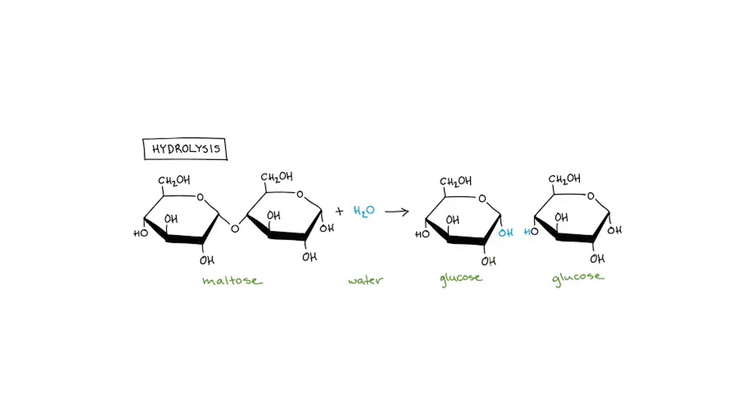And then one more example, here we have maltose getting broken up into 2 glucose monosaccharides. We add water and the OH goes to one glucose and the H goes to the other glucose. So again, hydrolysis broke down that disaccharide into 2 monosaccharides.